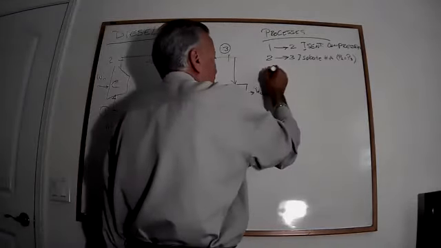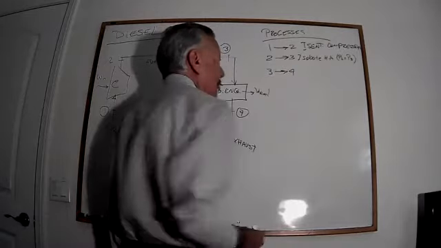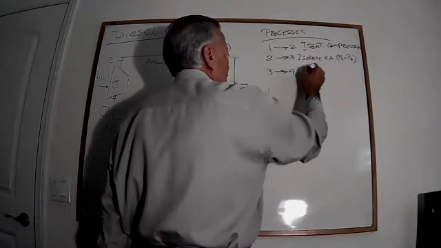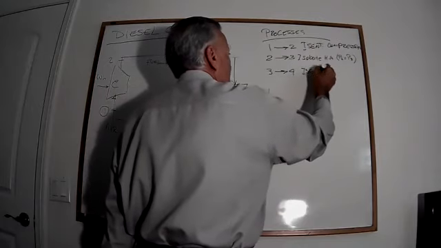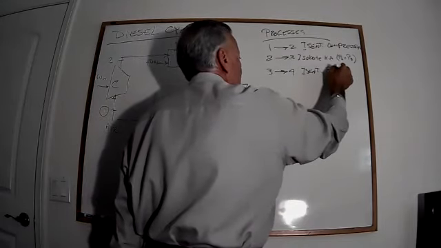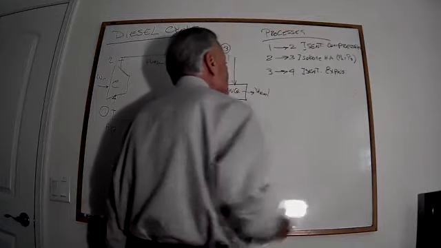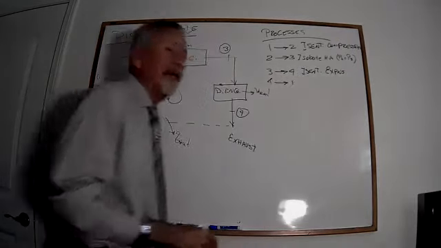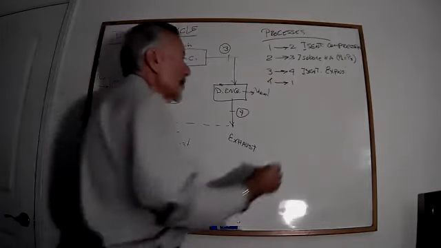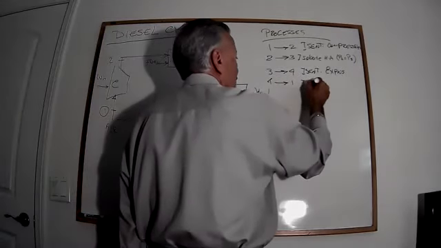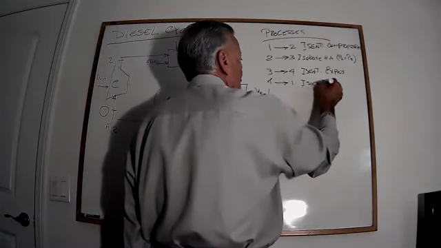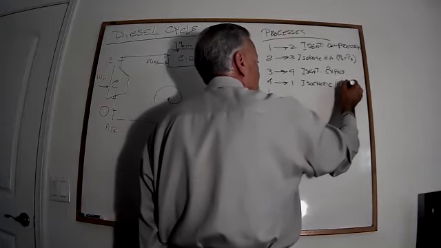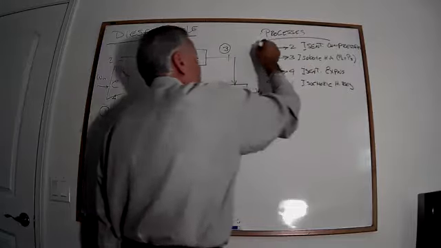Then process 3 to 4. What do we have before? Isentropic, that will never change. Again, isentropic expansion. Process 4 to 1, similar to Otto cycle. Isochoric heat rejection. These are the 4 processes.